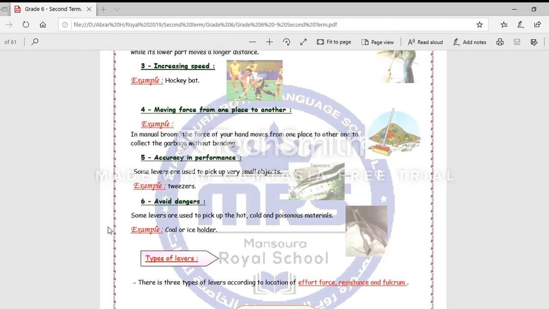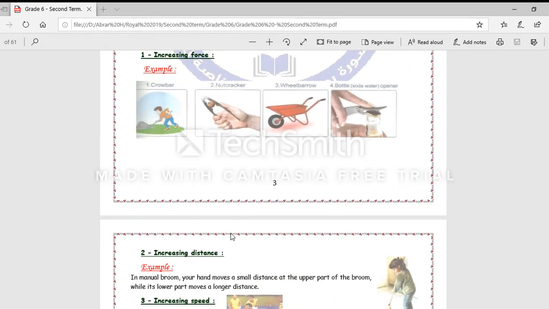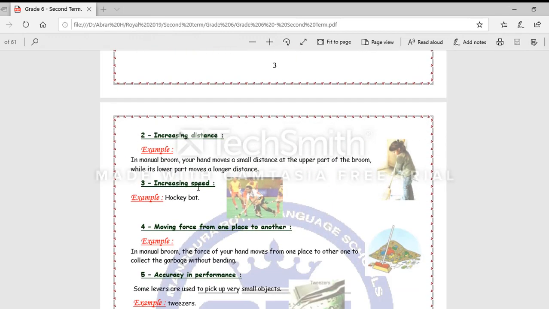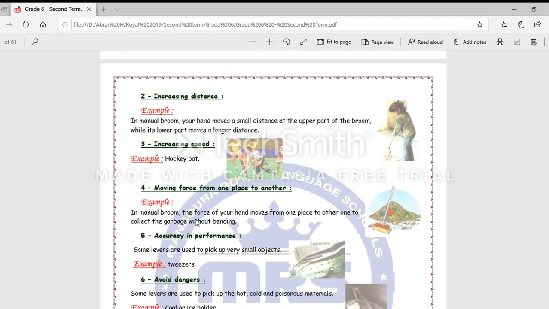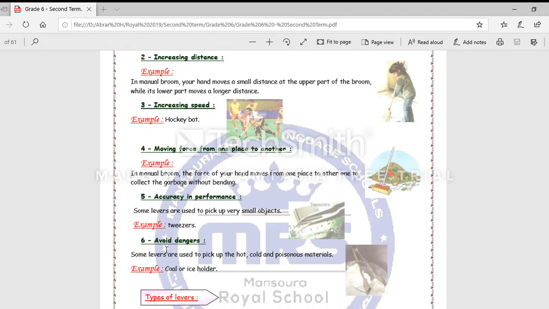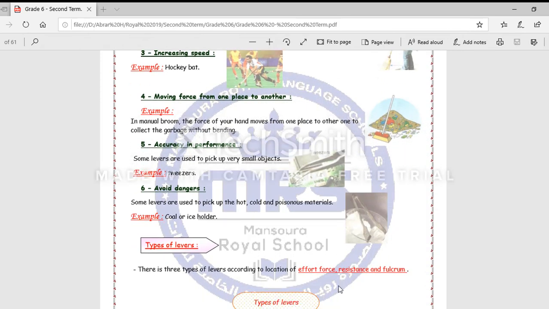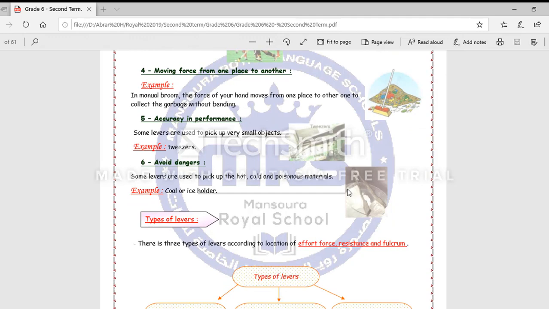So there are 6 functions for the levers: increasing force, increasing distance, increasing speed, moving force from one place to another, accuracy in performance, and avoiding dangers. Now, let's talk about the types of levers.